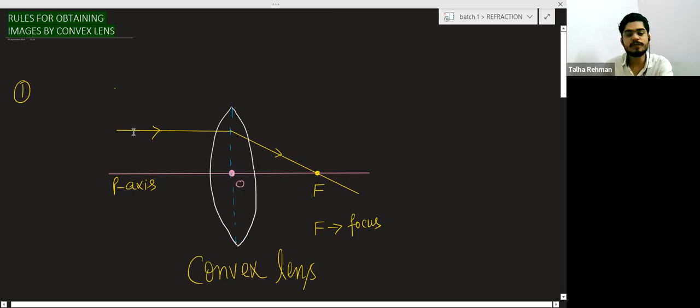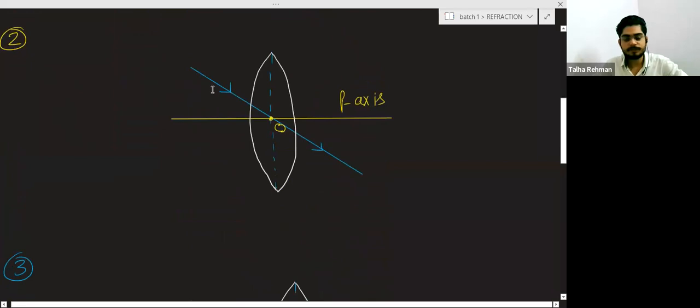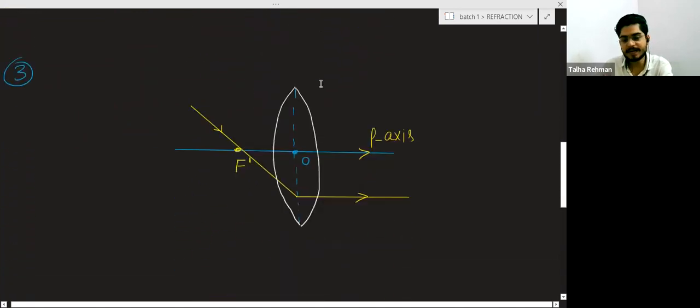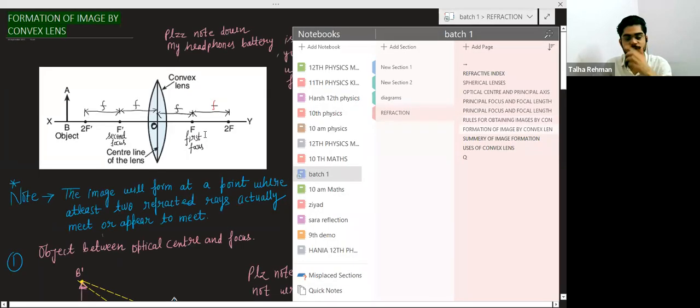Whenever a ray of light parallel to the principal axis passes through the lens, it will always pass through the focus. This is the first rule. The second rule is that whenever a ray of light passes through the optical center, it will go straight. Another case is whenever a ray of light passes through F dash, the second focus. In a lens we have two foci. Whenever a ray of light passes through the focus, after refraction from the lens it becomes parallel to the principal axis. I have used all these things in the image formation of this lens.